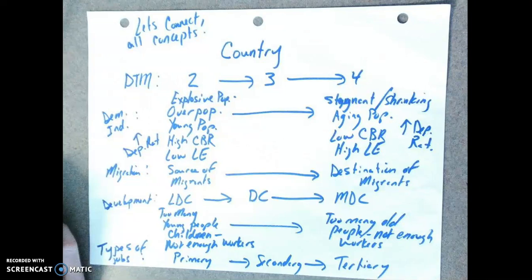And they have a very high dependency ratio. They have a young population, high crude birth rate, and low life expectancy, whereas when you go through stage 3, these should all be declining, except for life expectancy, which should be increasing. And then when you get to stage 4, because again, this is a continuum, how do you get from explosive population growth to shrinking or stagnant population growth? It has to decline in between. How do you get from a young population to an aging population? Your life expectancy has to increase, and your birth rates have to decrease.